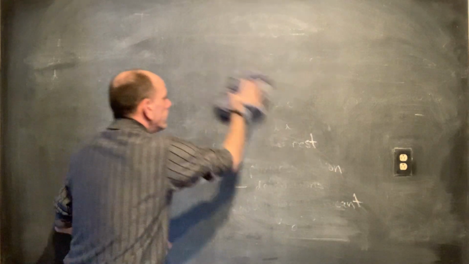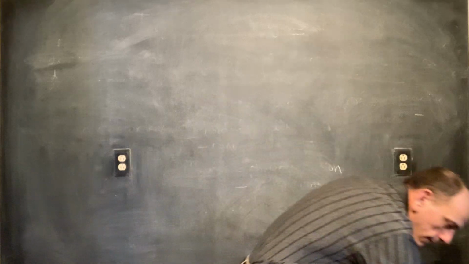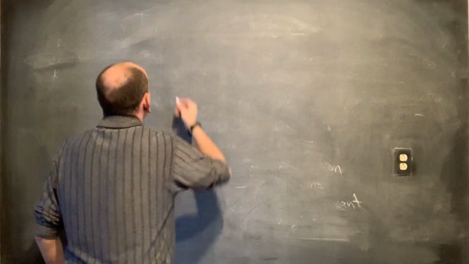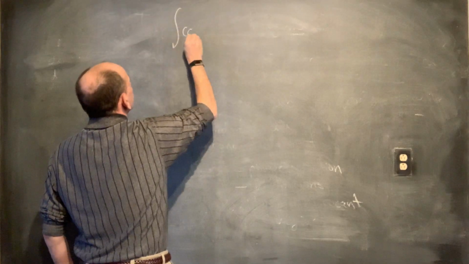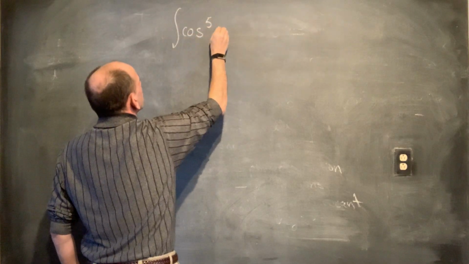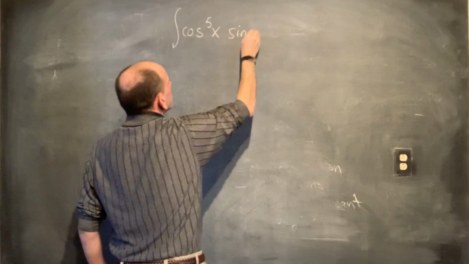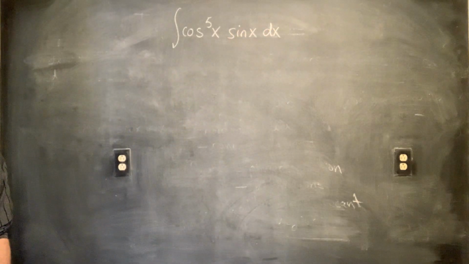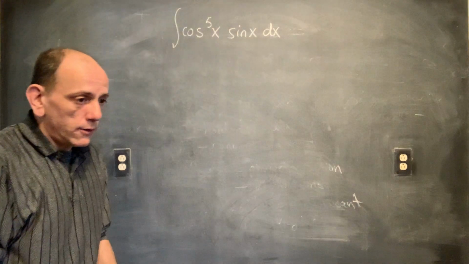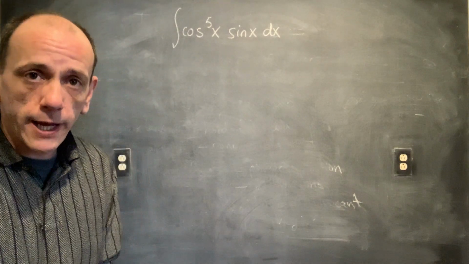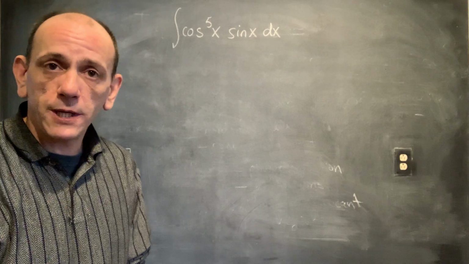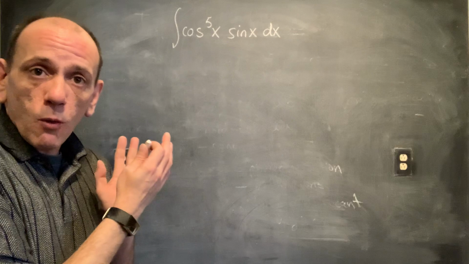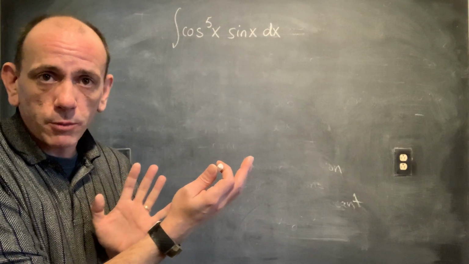Let's start with the integral of cosine to the fifth of x, sine of x dx. Now, just because you have a hammer doesn't necessarily mean that every problem's a nail. So I may or may not want to hold off a du for this, but let's see.